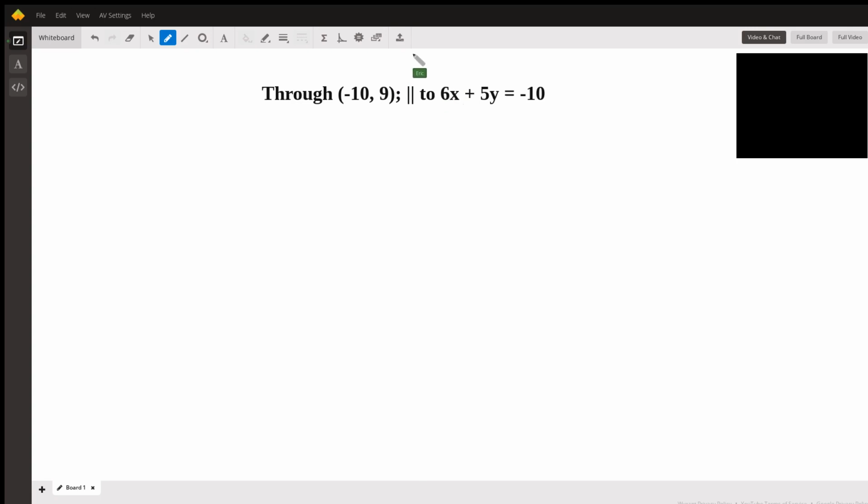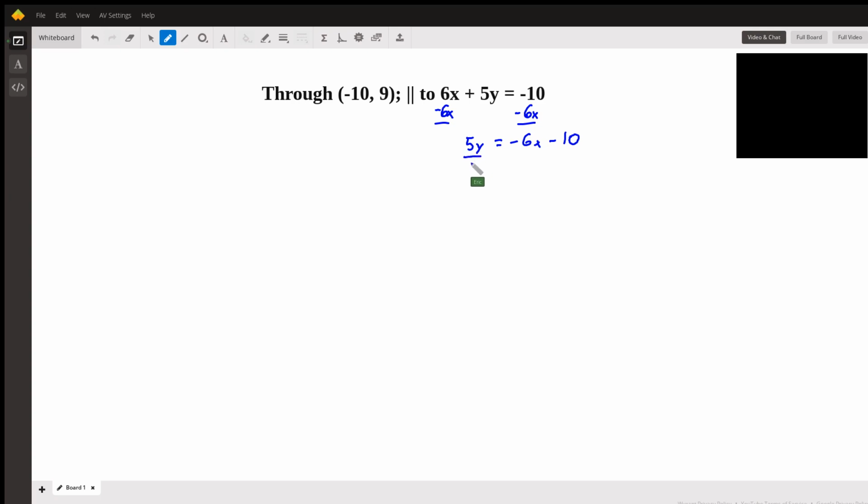So for 6x + 5y = -10, the first thing we can do is subtract 6x from both sides. So subtract 6x, and we get 5y = -6x + 10. And notice that I put the x term first on the left side of the equation because in slope-intercept form, the x term comes first.